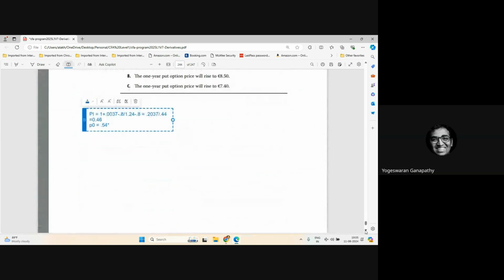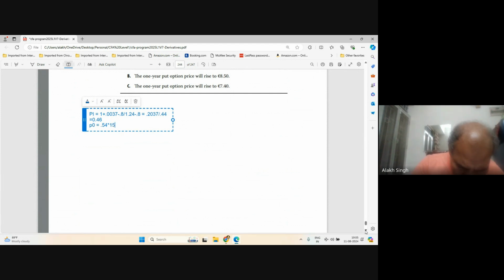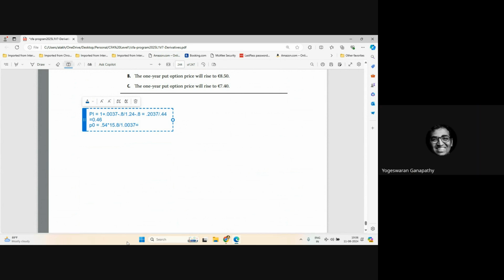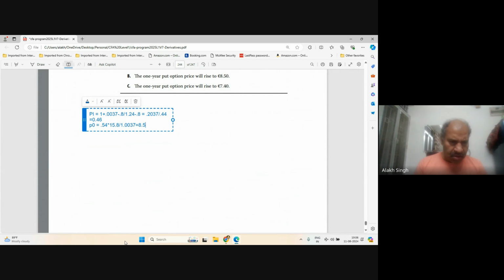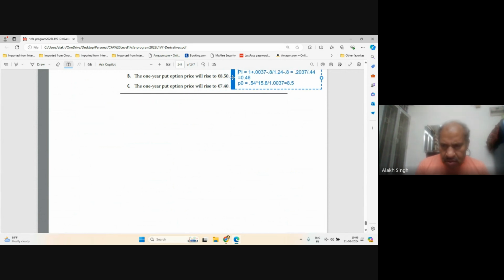So 0.54 times 15.8 divided by, is it for 1 year? So 1.0037, which is actually equal to 1. So this is equal to 15.8 times 0.54. Total is 8.5. Option B. Okay, so let's put our calculation here. So option B.